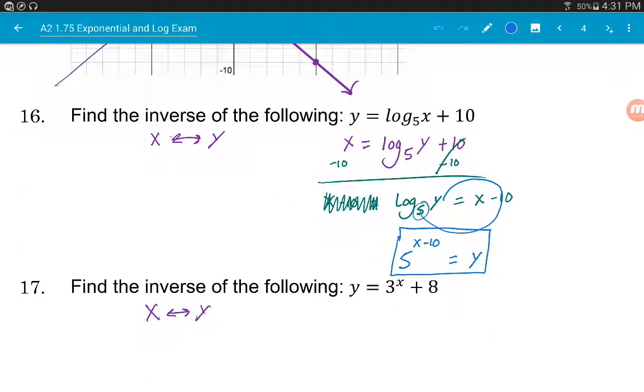Once y is by itself, you're good. That's the end of the question. Now you've found the inverse function. We don't need to solve for a specific value or anything, just the inverse function.